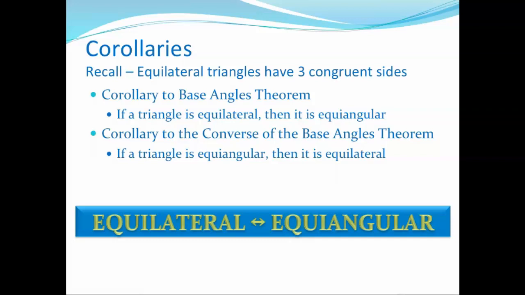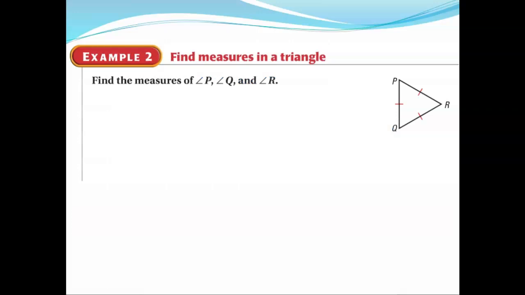All right, take a look at example 2. Find the measures of angle P, angle Q, and angle R. Now, we see here in the diagram that all three sides are marked as congruent. That means we have an equilateral triangle. Now, since we have an equilateral triangle, we know based on the corollary to the base angles theorem that this triangle must also be equiangular, meaning that all the angles must also be equal. But what are they equal to? We don't seem to have any other information.